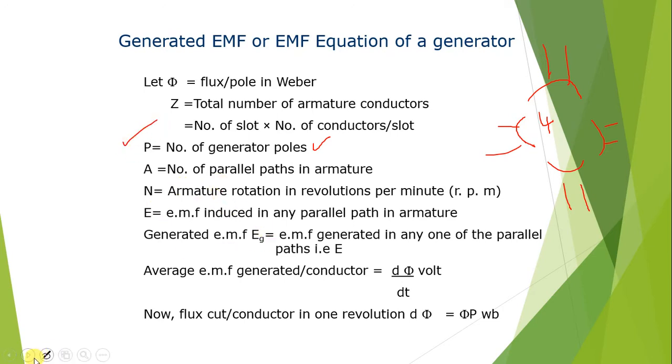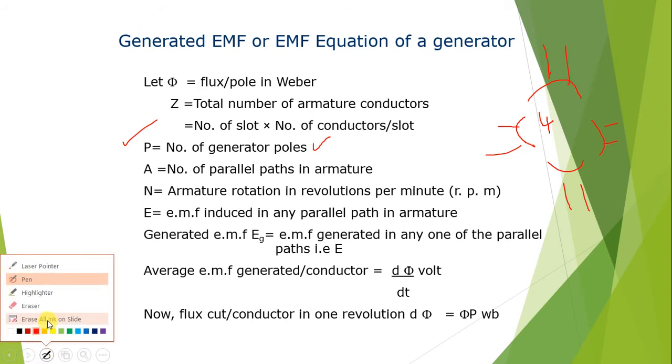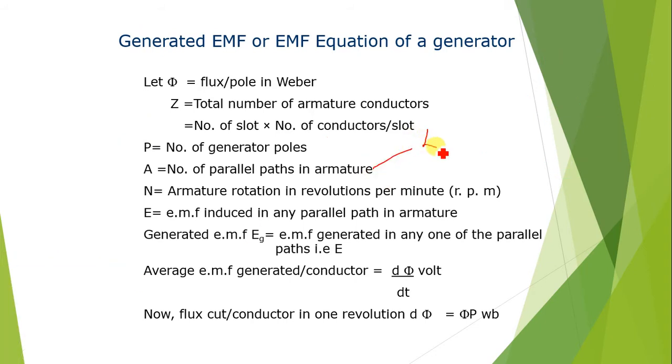A stands for the number of parallel paths. In case of lap winding, A is equal to P. If it is a 4 pole, A will become 4. If it is a 10 pole, A will become 10. In case of wave winding, A will always remain 2. It won't change. The type of winding will be given in the numerical along with the other parameters.